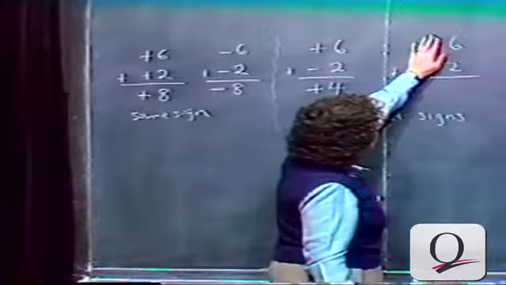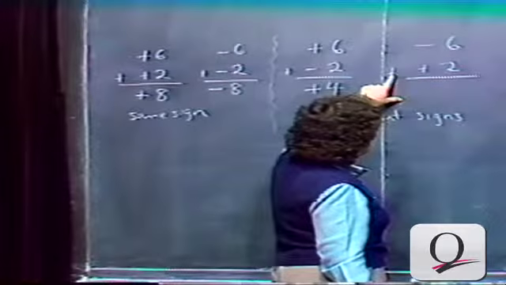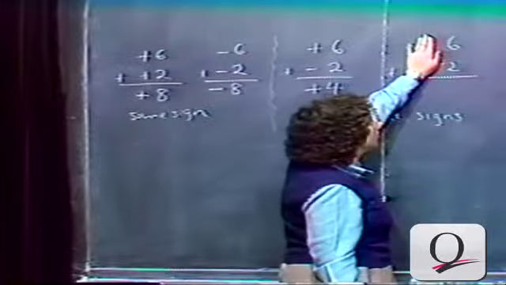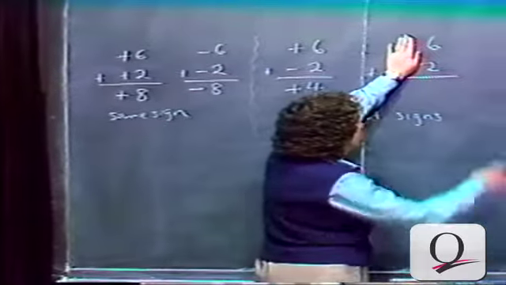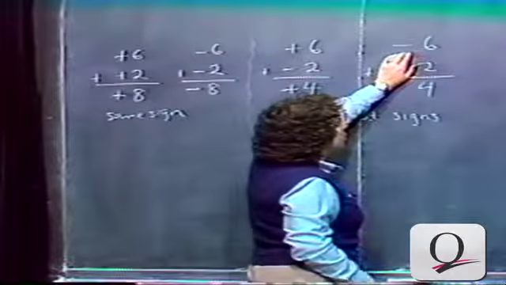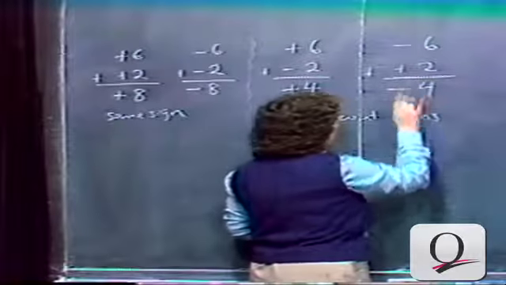Similarly over here, different signs, we want to add them. Block out the signs, subtract the smaller from the larger. 6 take away 2 is 4. Look at the larger of the natural numbers. Its sign was minus, so the answer has a minus sign.